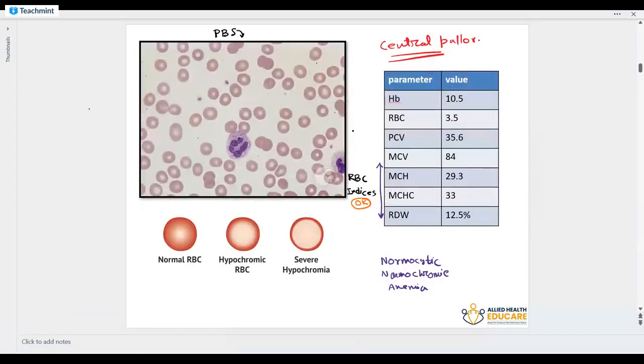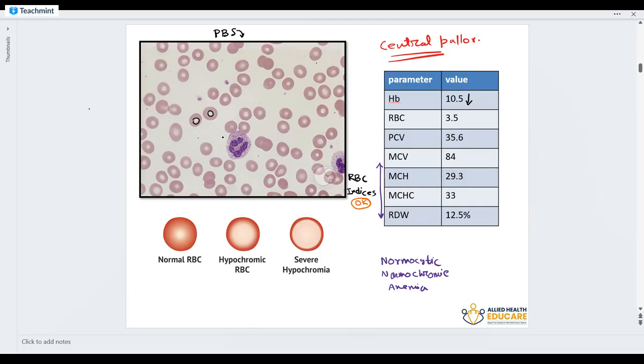Here, what we see, the hemoglobin is low. First, look at the peripheral blood smear. The peripheral blood smear looks absolutely normal because the central pallor is absolutely normal. This is the central pallor. This central pallor looks absolutely normal because it is within the normal range, that is 1/3 of the total diameter.